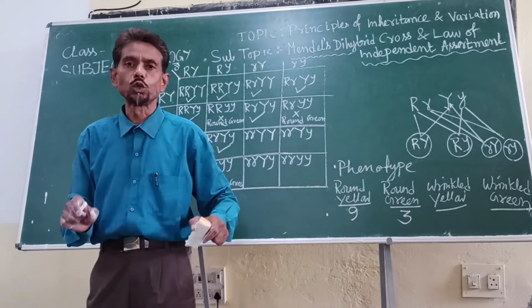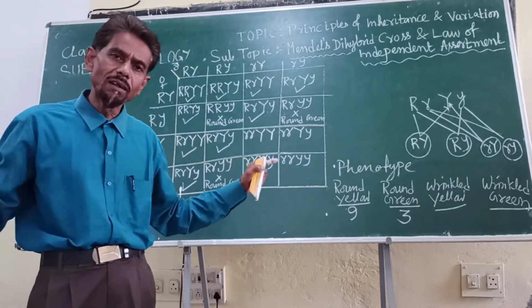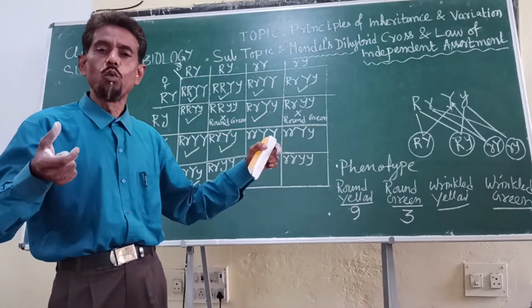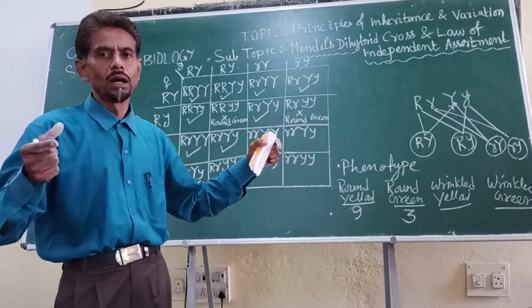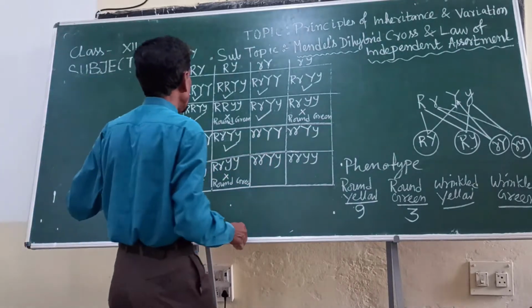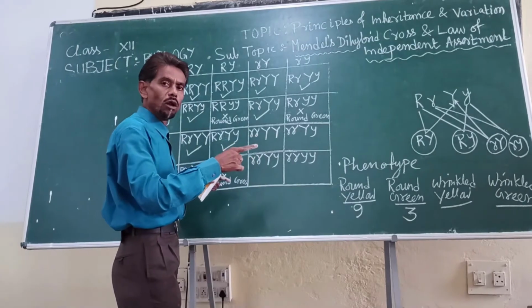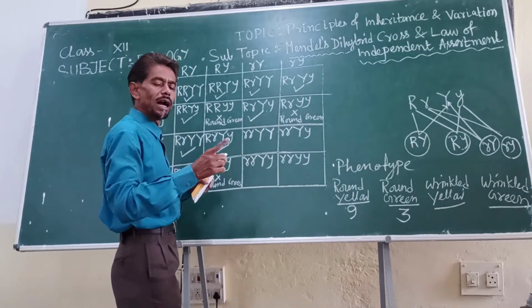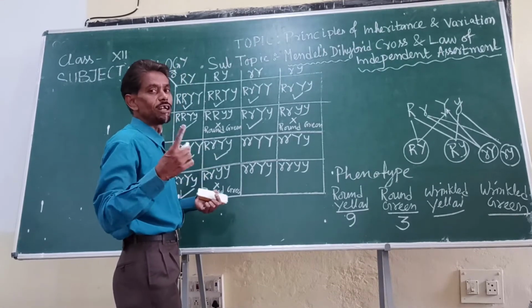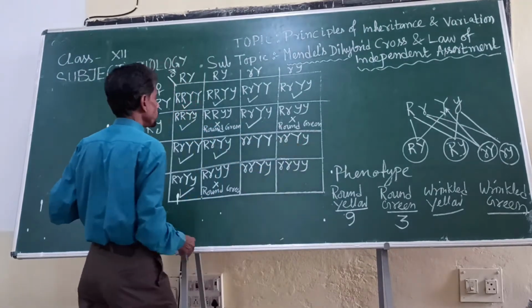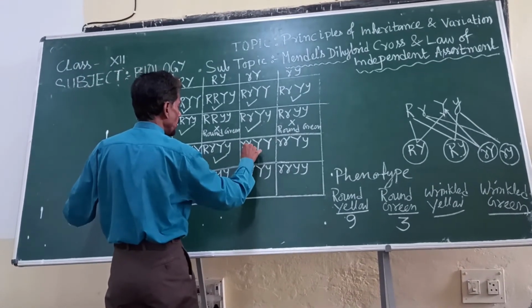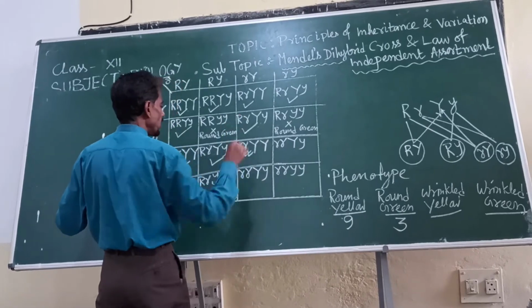Then we shall find out wrinkled and yellow. Wrinkled means both should be small r. Is that very clear? Both should be small. But yellow means at least one should be capital Y. Either both capital Y or at least one should be capital Y. So let us find out. Both are small r, and both are either small y or at least one capital Y. Let us search. Wrinkled and green. Yes, this is wrinkled green. Put a double tick. Wrinkled green.